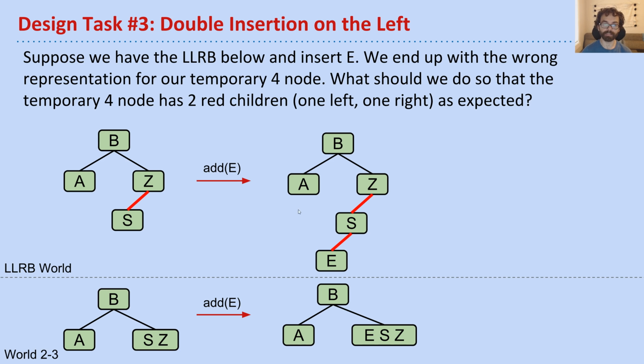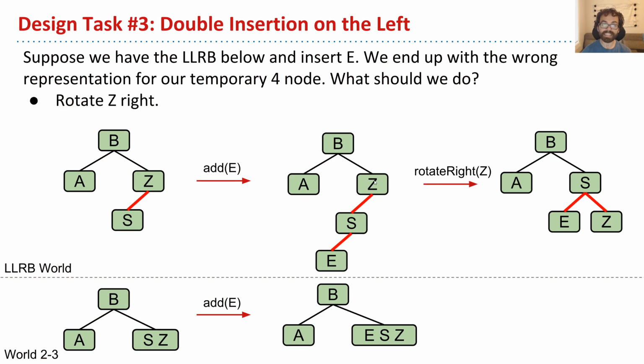Okay, so in this case, what we need to do is rotate Z to the right. So Z and S will be temporarily merged together, and then Z gets shot out down and to the right. Okay? And so we end up here with the correct representation of our 4 node.